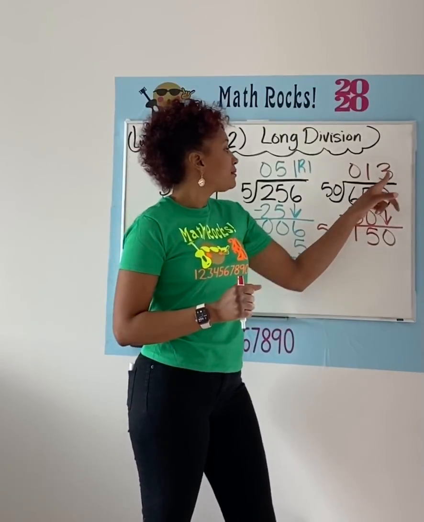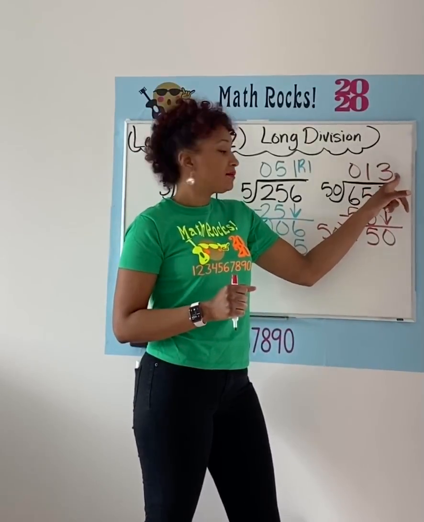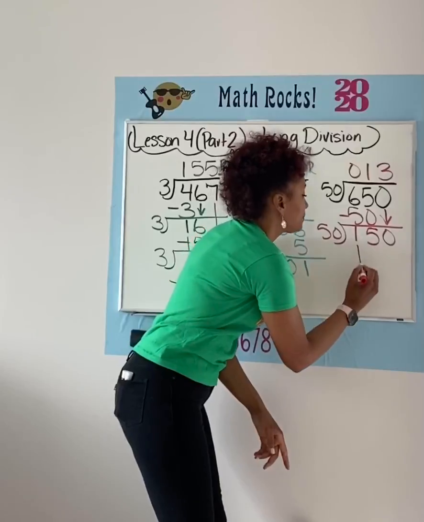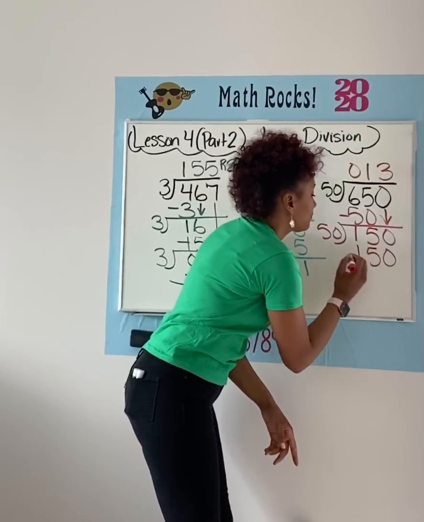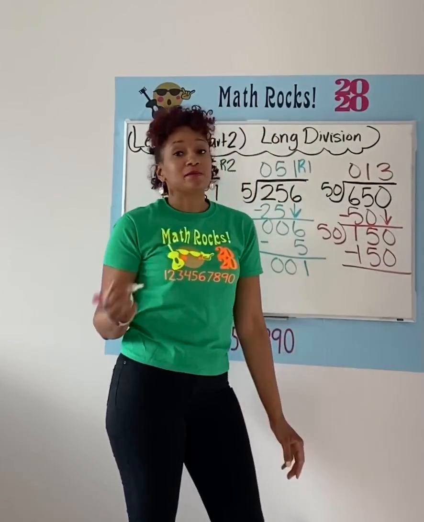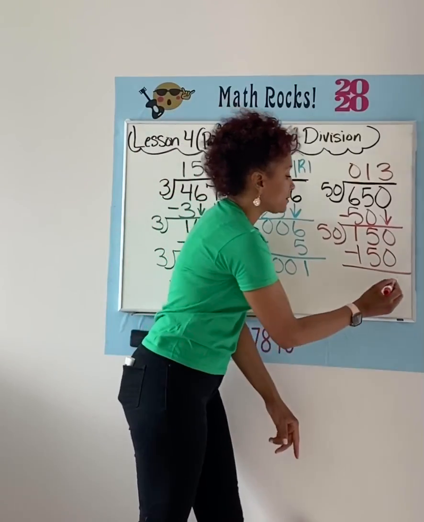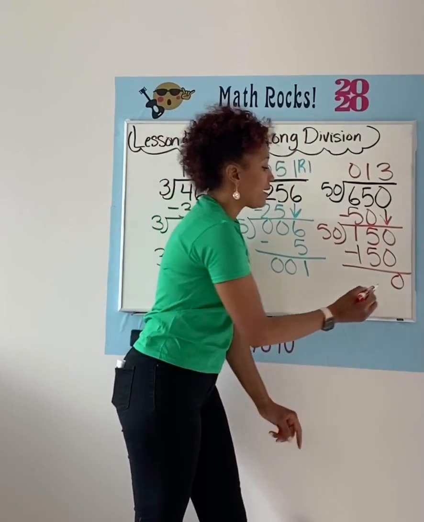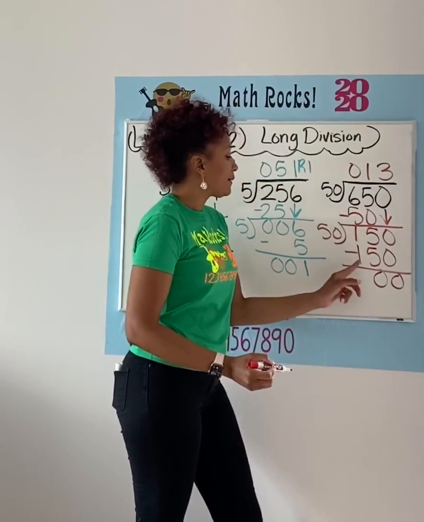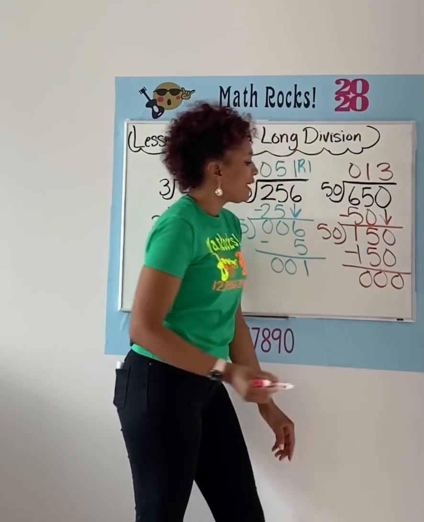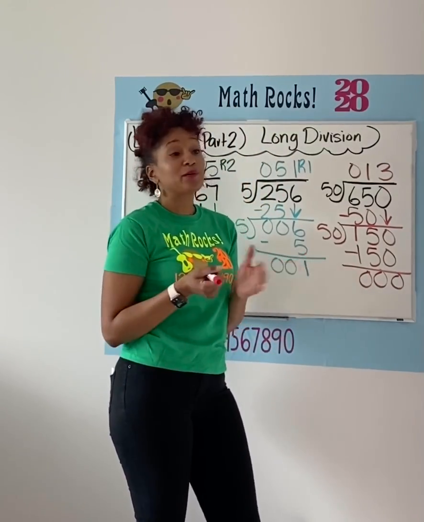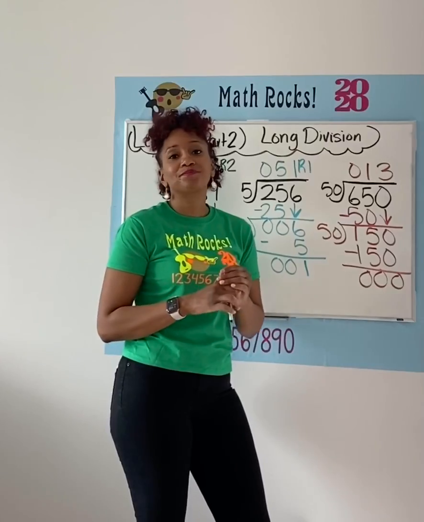So 50 times 3 is 150. And then I would subtract. 0 minus 0 is 0. 5 minus 5 is 0. 1 minus 1 is 0. And in this case, you do not have a remainder. We were able to zero this number out.